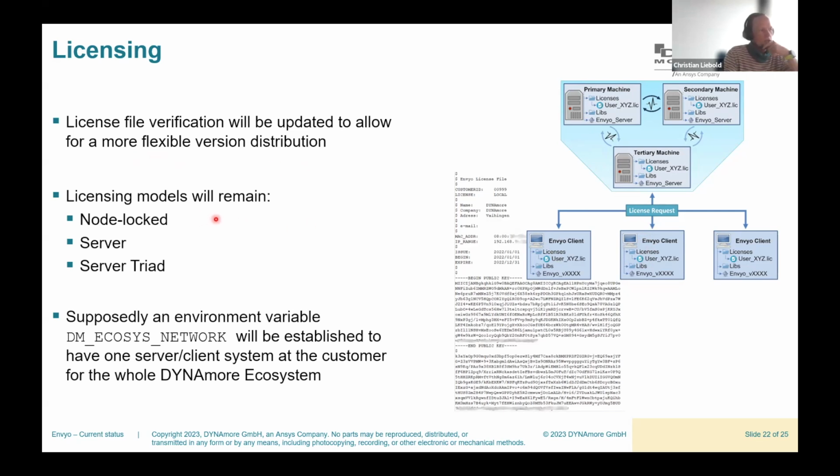The licensing models we have will remain the same. So we have node-locked, server and server triad licenses as we've had before within ENVYO. And it comes with the establishment of a DYNAmore ecosystem network license. But if you are a user of the program, this is usually nothing you have to bother about too much, because it's usually discussions between us and your IT to get the server running, and then you can use the software.